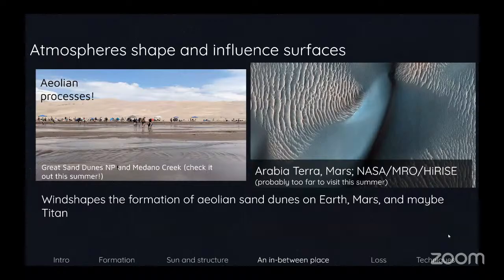Okay, now getting a little more fine-grained. This is one example of how atmospheres can shape smaller scale features on the surface. It's one of my favorite examples because I think they're super cool: these things called aeolian processes, which basically just means stuff caused by wind. So these are different types of sand dunes throughout the solar system. This one here is in Great Sand Dunes National Park. It's here in Colorado. You can go see it.